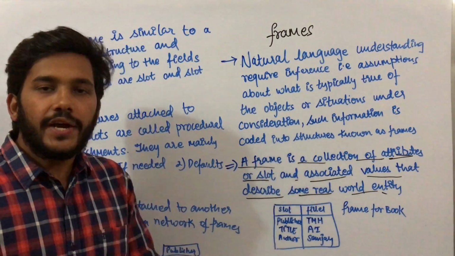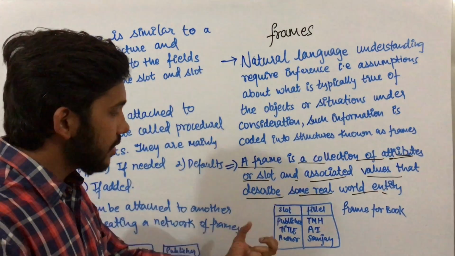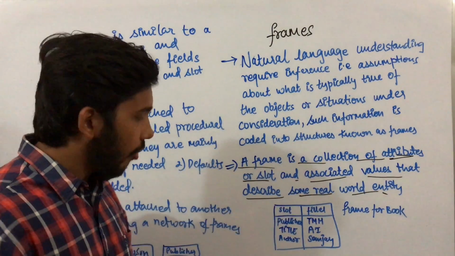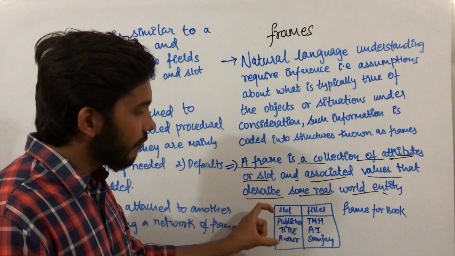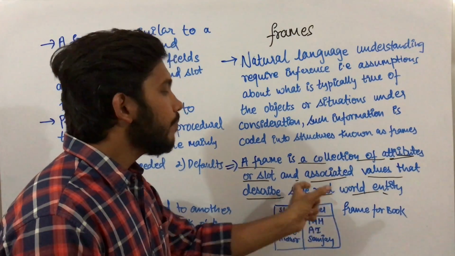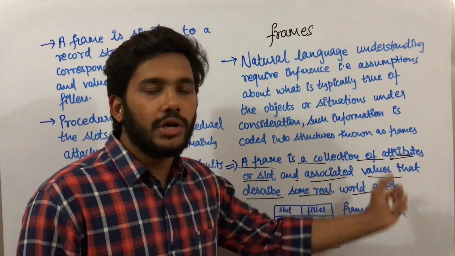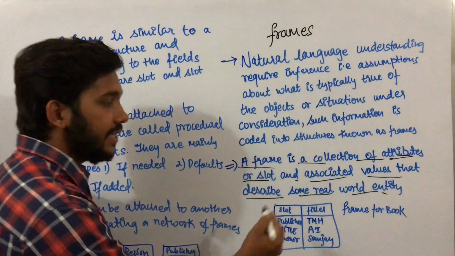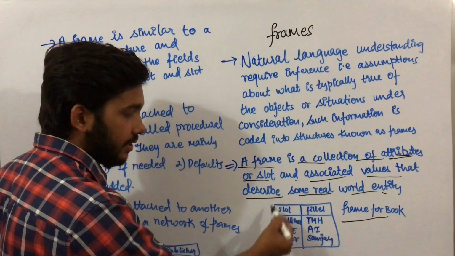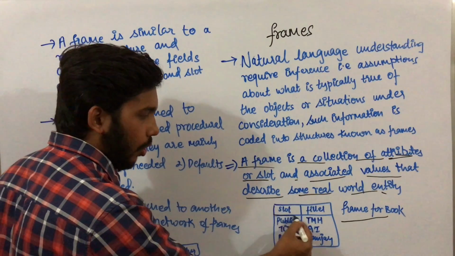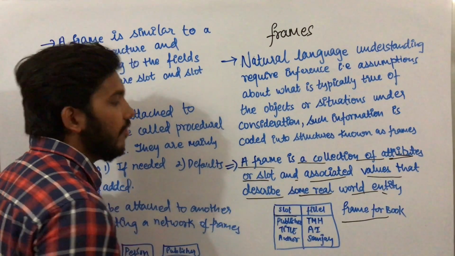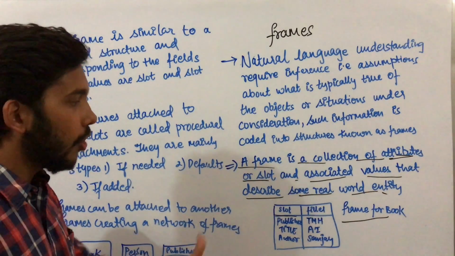In frames we have two types of values. First, that is slot, or you can say a collection of attributes. A slot will have different attributes, and a filler will describe some real world entity. Now consider a frame for a book. In a book we have one column as slot and the other column as filler. In slot we have different attributes about the book.